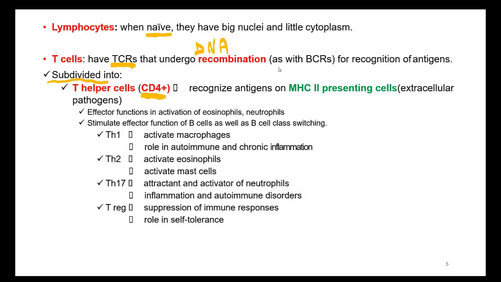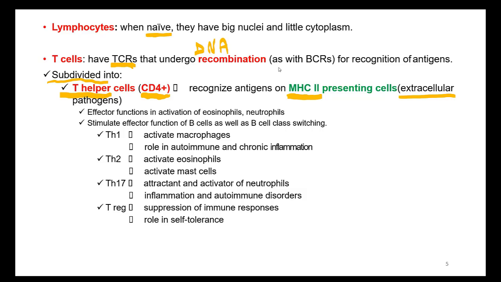Your CD4 positive T cells, those are your helper T cells, right? They are going to recognize antigen on a molecule that is presenting it to them, an MHC2 type of molecule. So that's called major histocompatibility complex type 2. Those cells are specialized in presenting foreign antigens to your helper T cells. Okay, so those MHC2 molecules present extracellular pathogens to your helper T cells.